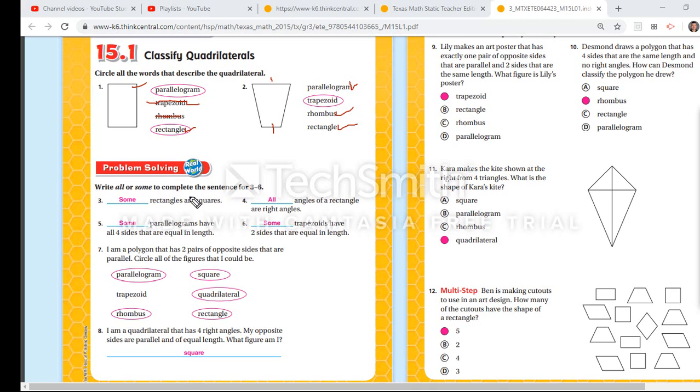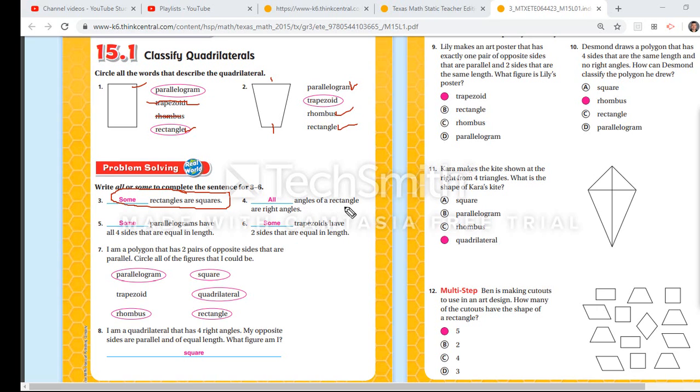Some rectangles are squares. We've already discussed that earlier when we walked through the guided practice. Some rectangles are considered squares because they have the characteristics. Some parallelograms have all four sides that are equal in length. Not all parallelograms have all four sides equal. If we look at this one, it does not have all four sides equal in length. You only have two pairs of sides that are equal in length.